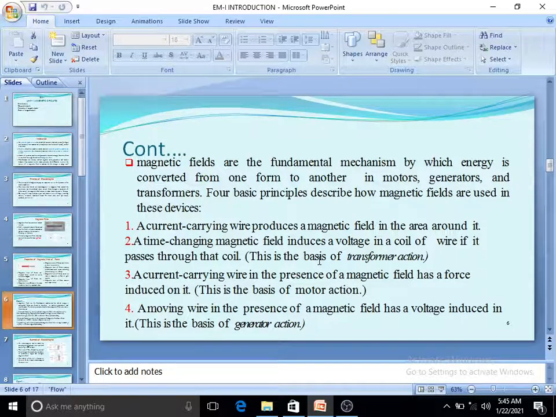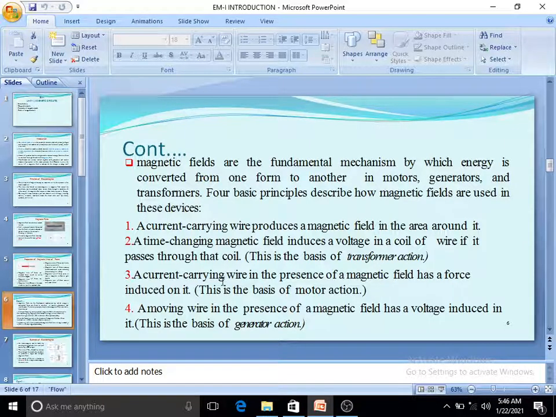When the changing current flows through the conductor, what happens? A changing magnetic field will be developed. Whenever a time-changing magnetic field is developed, it may induce a voltage in the coil. Just remember, this process is used in a transformer. For the transformer, we supply alternating current and create an alternating magnetic field. With the help of that alternating magnetic field, a voltage may be induced, which is nothing but EMF, electromotive force, also known as a voltage, one form of voltage, right?